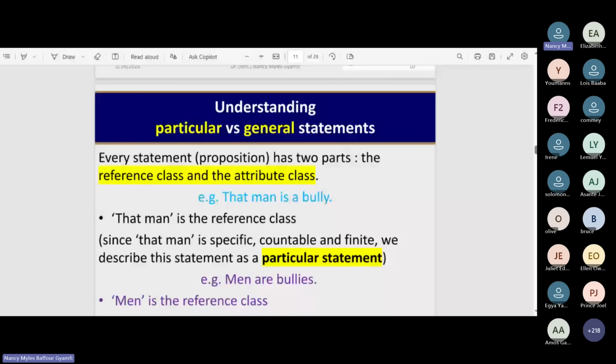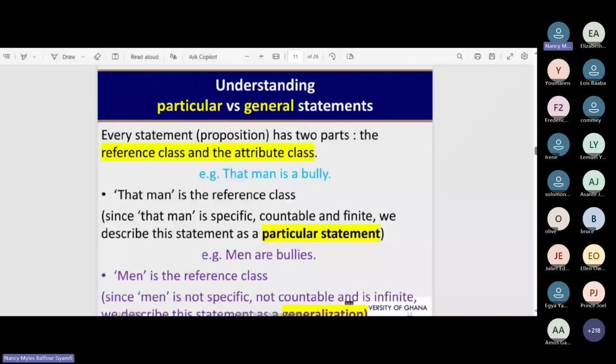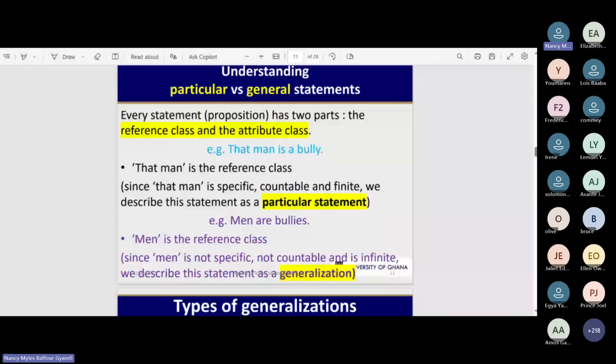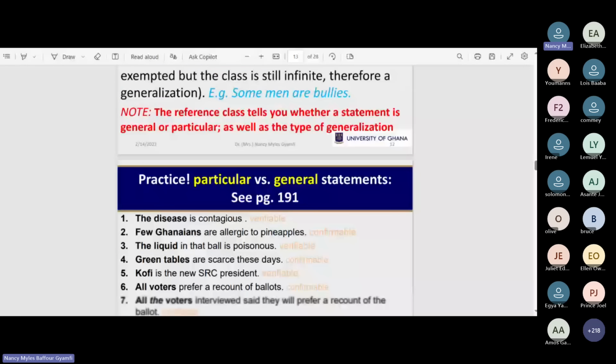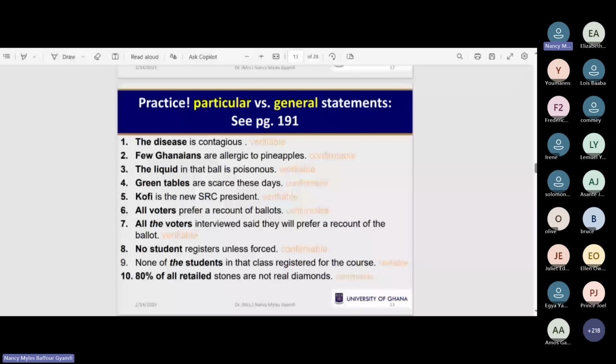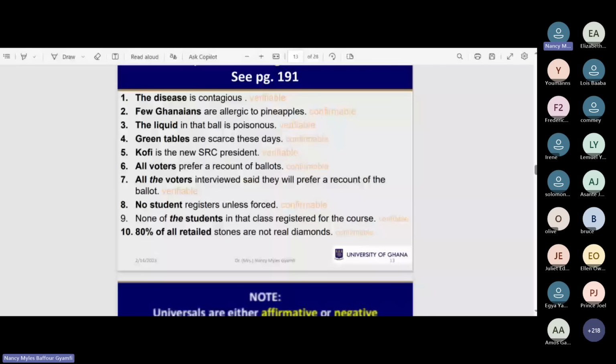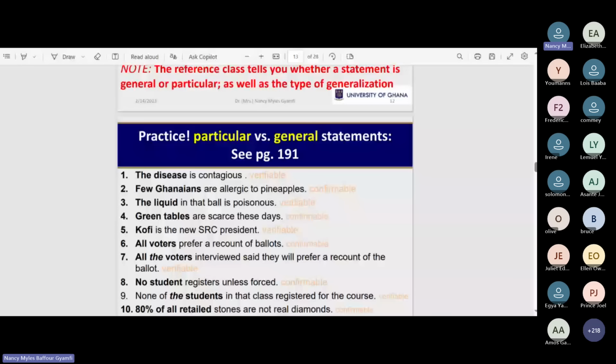If you studied it on your own, all the better. We'll see these slides that you see here again: types of generalization, statistical generalization, universal generalization. Few versus all, almost. These ones are for unit 7. It will help you tell whether a statement is verifiable or confirmable, and so on, to help you determine the degree of certainty to be attached to it.